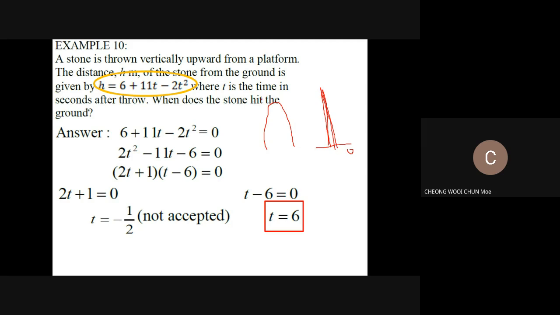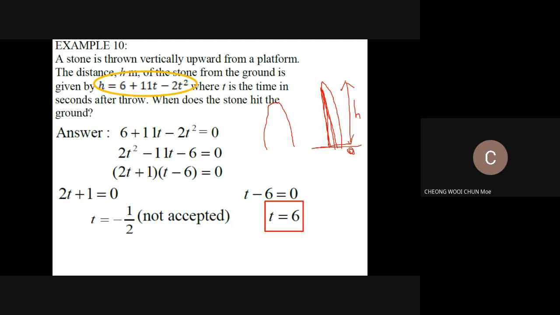When does the stone hit the ground? When the distance is h, h is the distance from here to here. This distance of the stone from the ground is h, the height after throwing. Then when does the stone hit the ground? That's why h at the ground is 0. Here is 0, then it increases, maybe 1, 2, 3, 4, 5, 6 meters, then back to 0. So h equals 0.